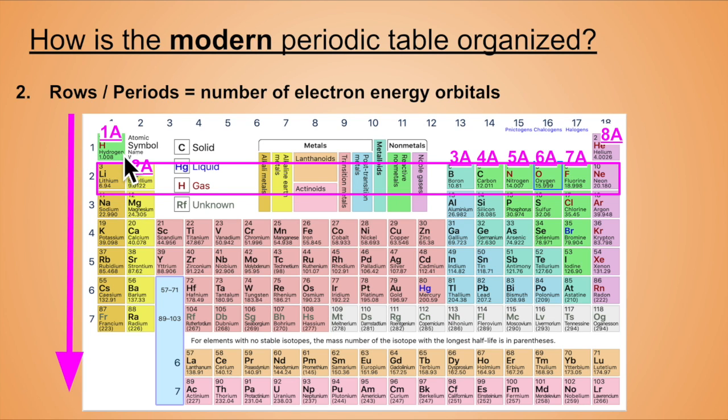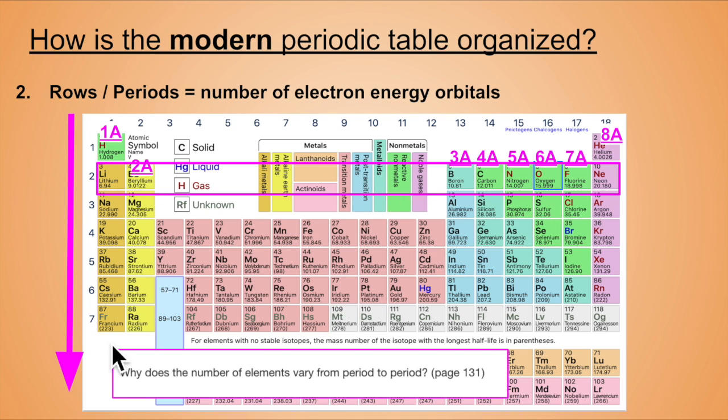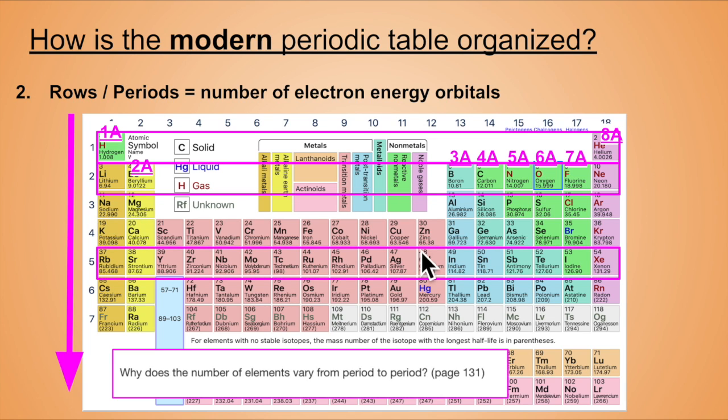So like I was saying, here's this question from the homework. Why does the number of elements vary from period to period? Well, for instance, period 1 only has 2 elements in it. Well, that's because in the first shell, only 2 electrons can fit. In the second shell, 8 can fit. In the third shell, 8 can fit.